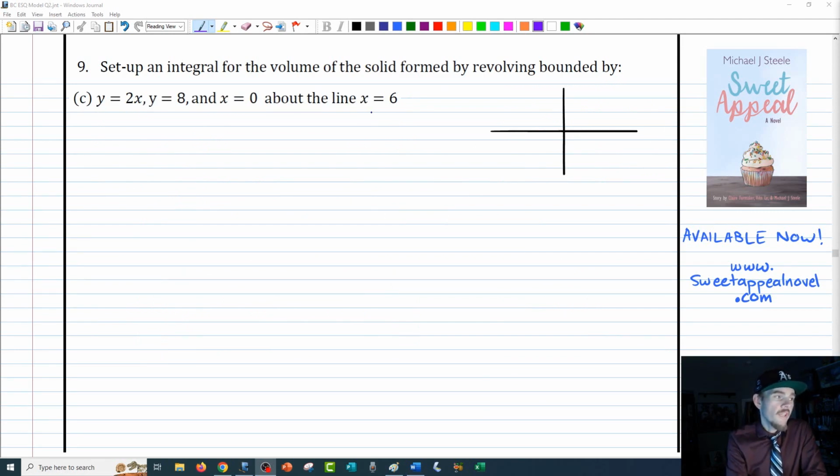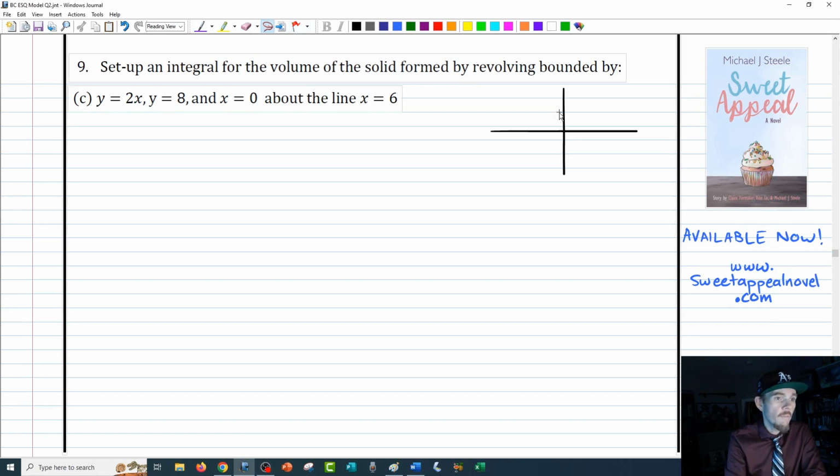The third problem we're going to attack is going to be question 9c. That's a region bounded by 3 lines. The diagonal line y equals 2x, the horizontal line y equals 8, and the vertical line x equals 0, which you probably know is the y-axis. This time we're going to revolve it about the line x equals 6, which definitely adds some complicating factors to it.